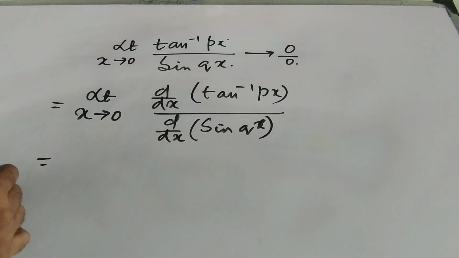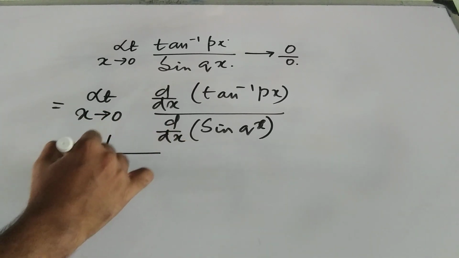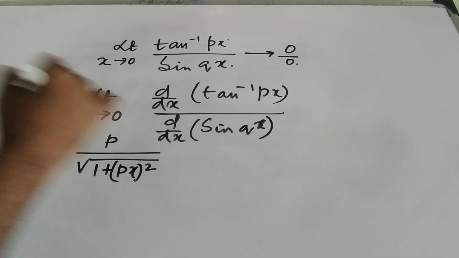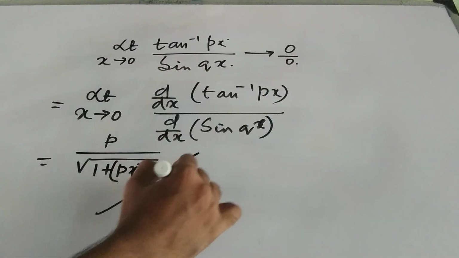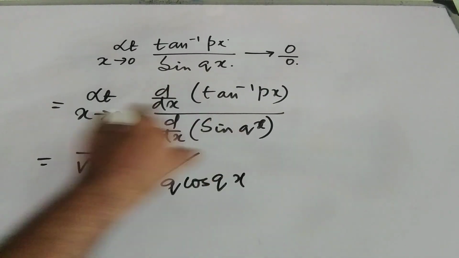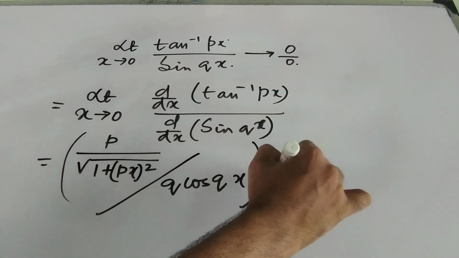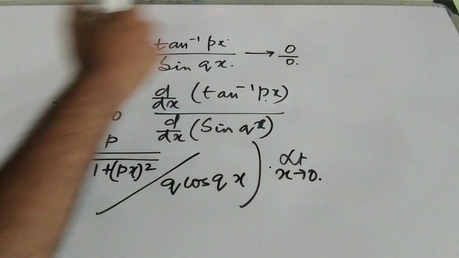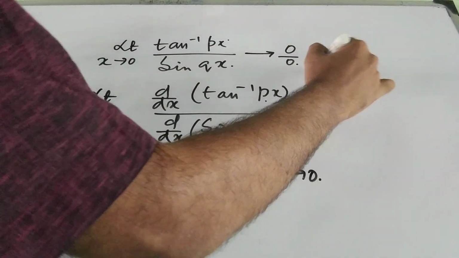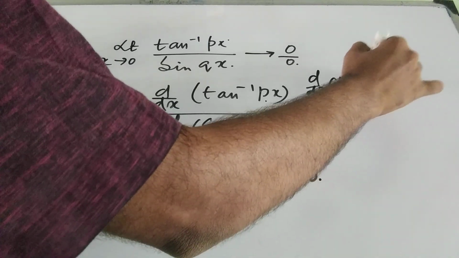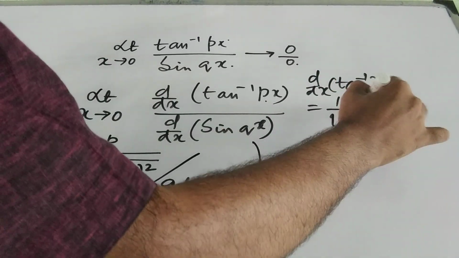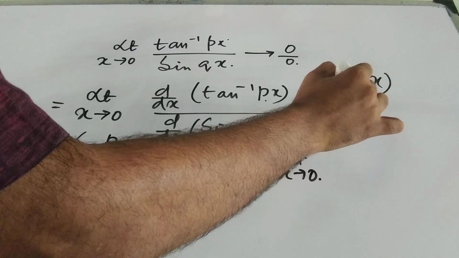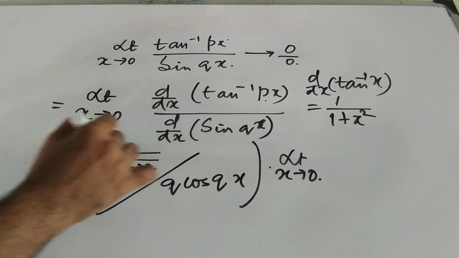What is tan inverse px's derivative? That is 1 by 1 plus p square x square, right? At the same time I have to do d/dx of px, which is p, divided by d/dx of sin qx, which is q cos qx. The whole evaluation will be done as x tends to 0. Now this is the chain rule, because d/dx of tan inverse x, we know, is 1 by 1 plus x square. So d/dx of tan inverse px will be 1 by 1 plus px whole square. At the same time I also have to differentiate px with respect to x, which comes as p.